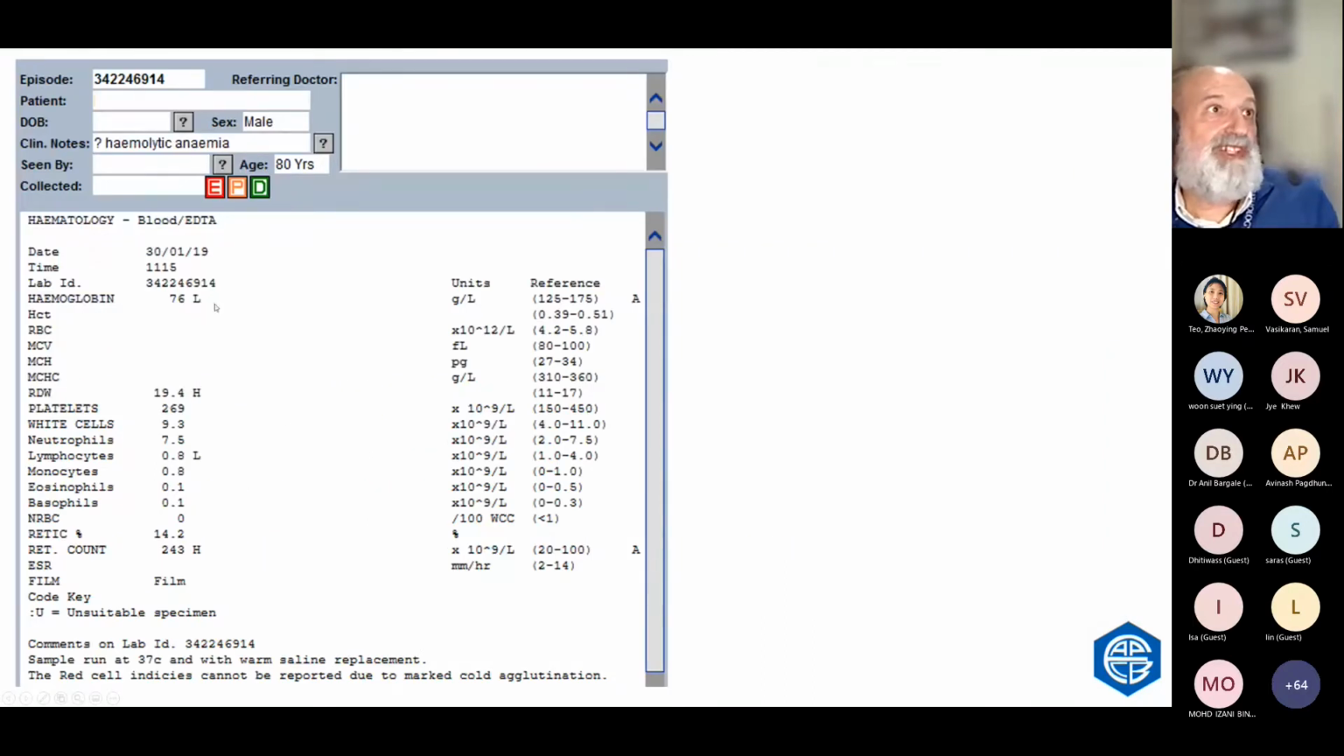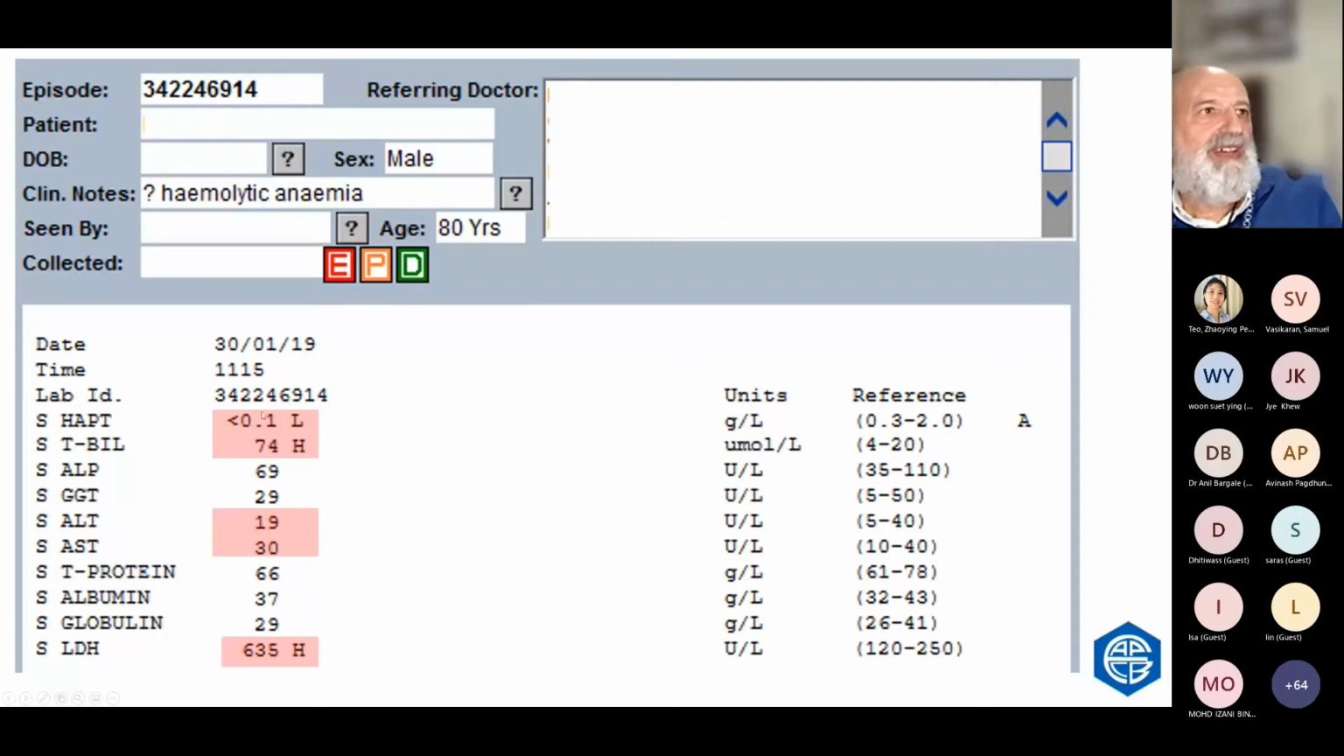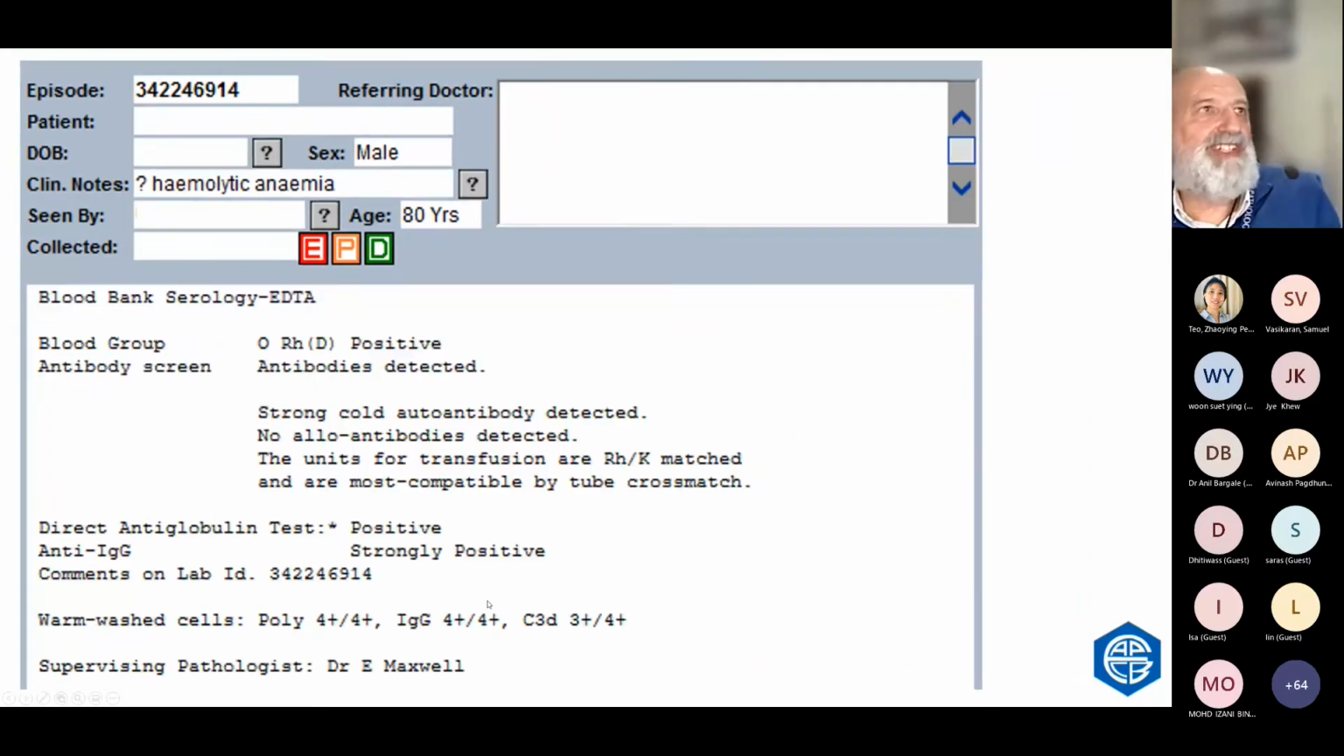Here's another man with severe autoimmune hemolytic anemia, and it was so bad that they couldn't even examine the cells. It was a cold agglutination, so the cells all stuck together in the sample. They couldn't even examine the cells on the cell counter. And here's his pattern: low haptoglobin, high bilirubin, much more severe than the other woman, and raised AST compared to ALT, and raised LD. And he had very, very high levels of antibodies.